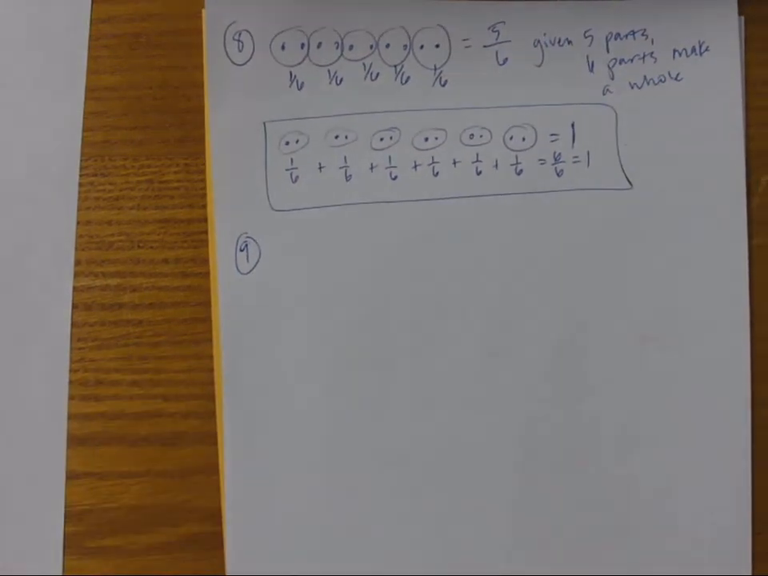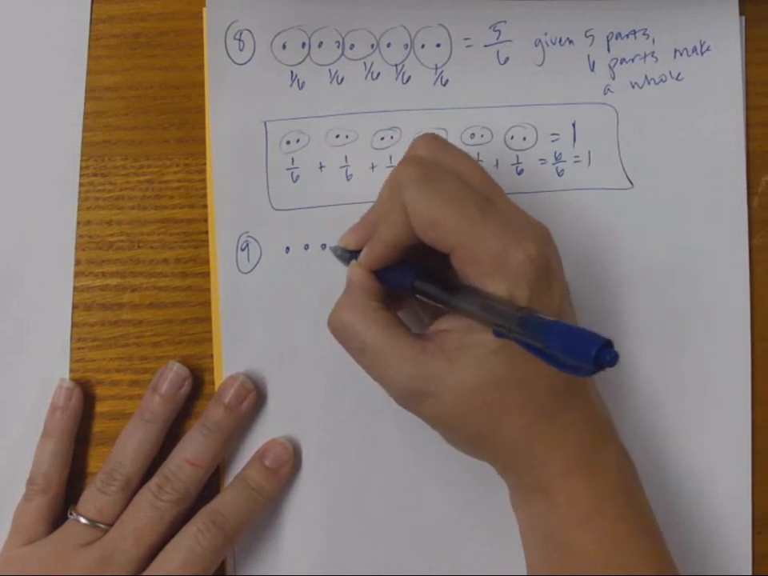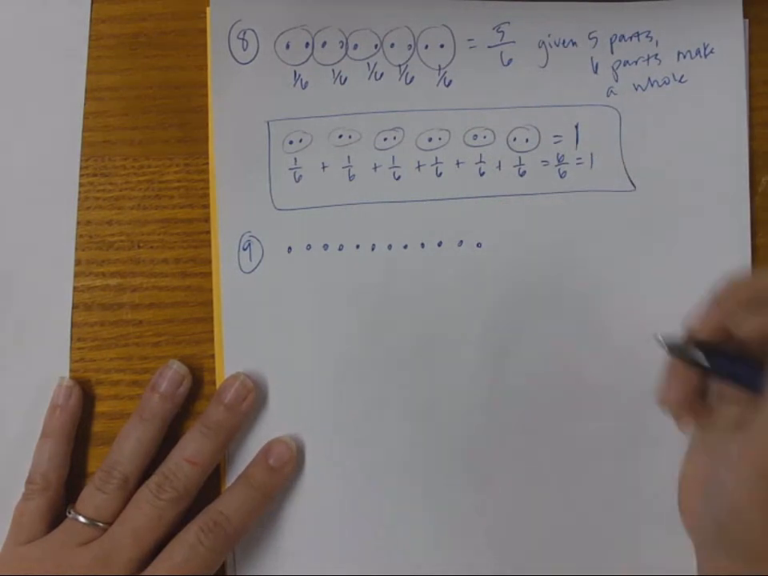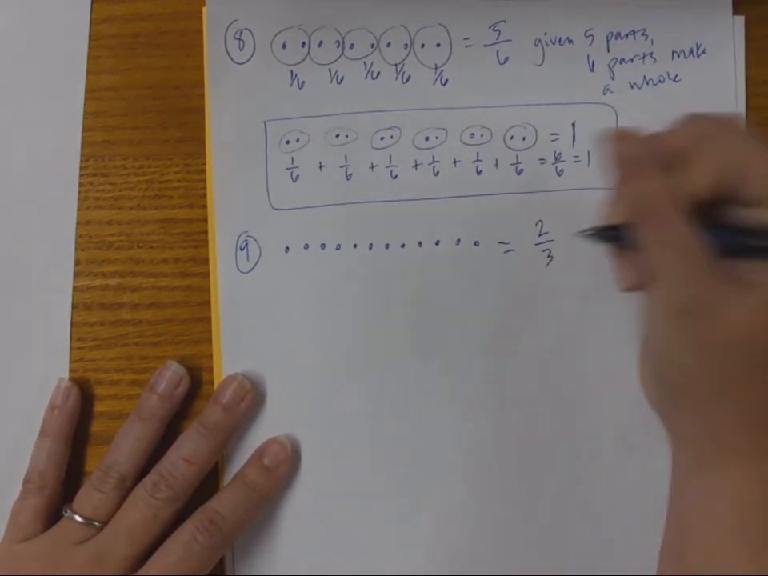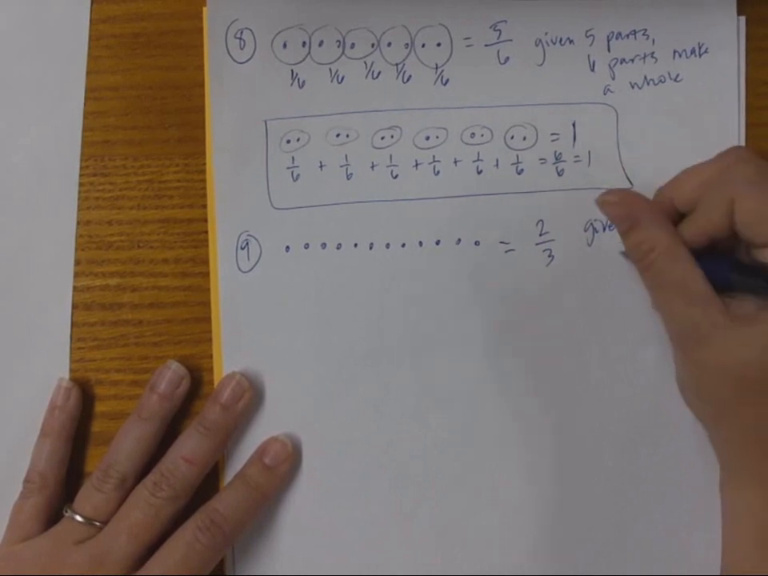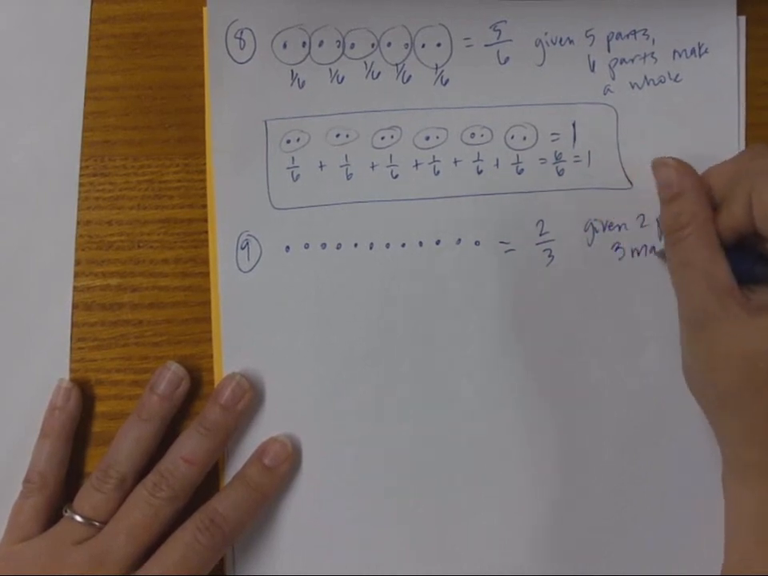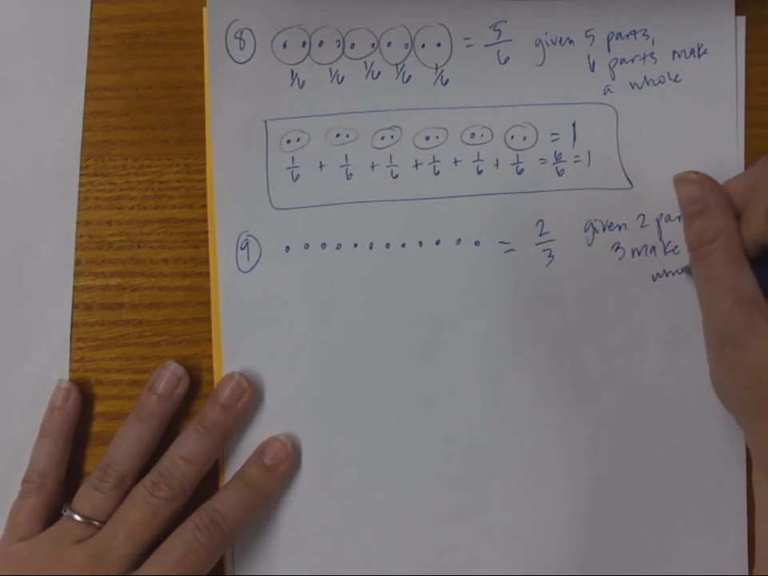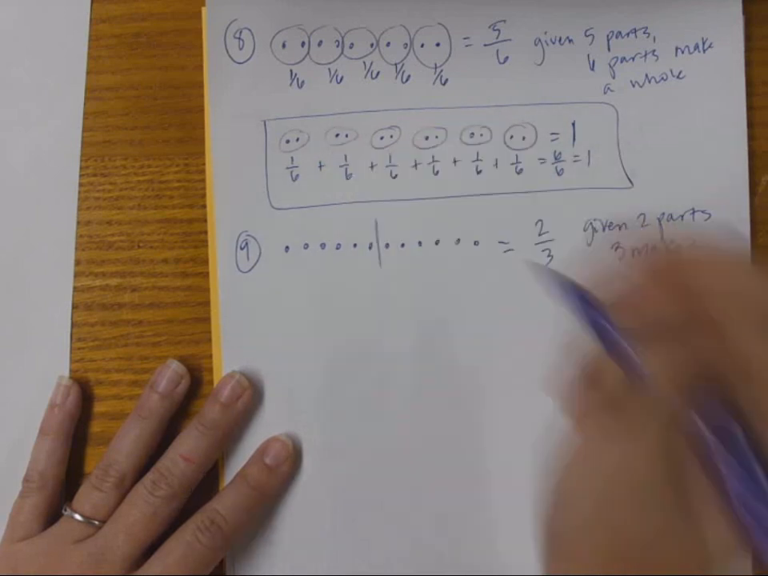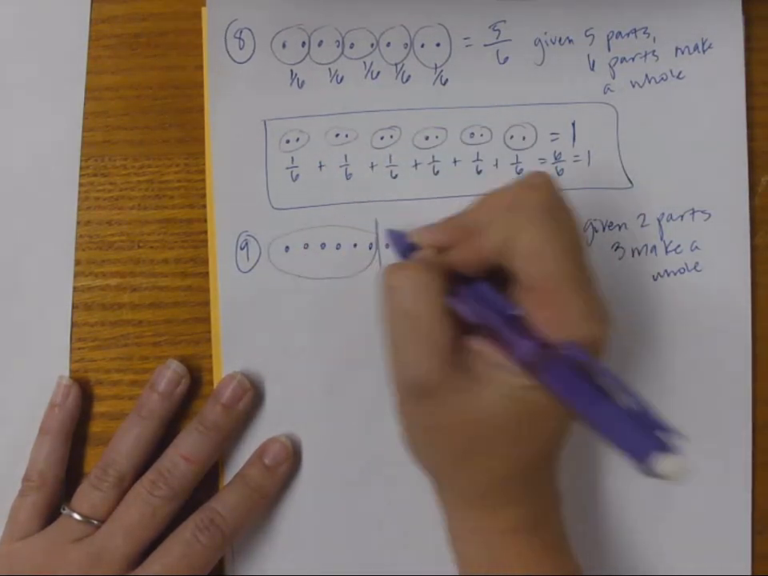For number 9, if the dots below are 2/3 of the unit, then what is 5/9 of the unit? So there are 12 dots there. So this is 2/3. I was given 2 parts. 3 make a whole. So I need to split this into 2 parts. Well, when I split it into 2 parts, there's going to be 6 dots in each part.